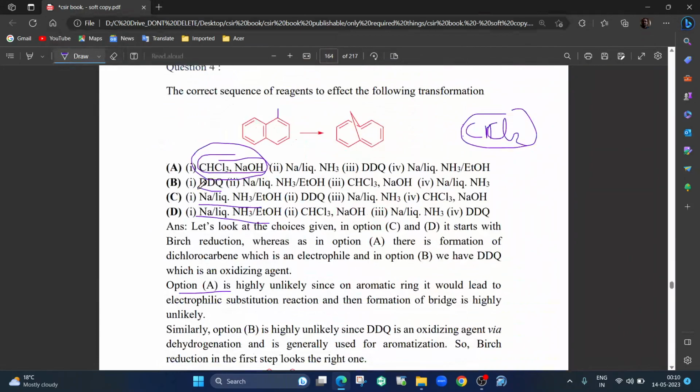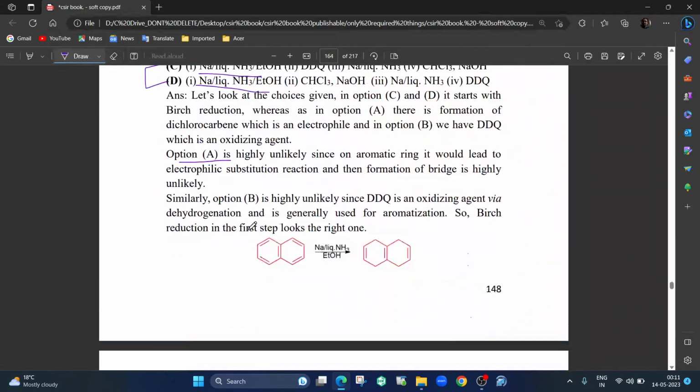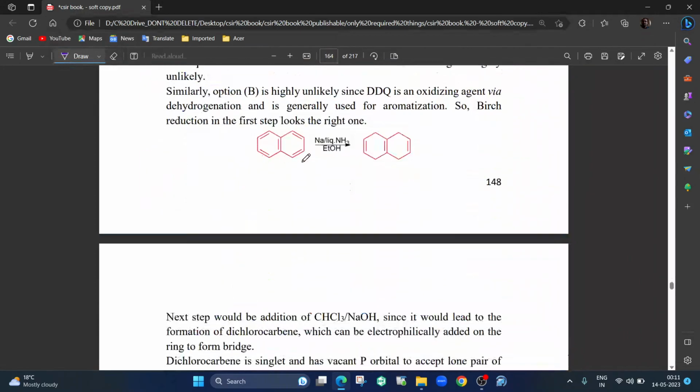B, surely not, because it's a completely stable molecule, this cannot oxidize it. Oxidizes by dehydrogenating, there is no way you can remove any proton. So of course answer has to be from option C or D, so that Birch reduction occurs. So when you do Birch reduction, this is what is formed, you get this Decalin system.